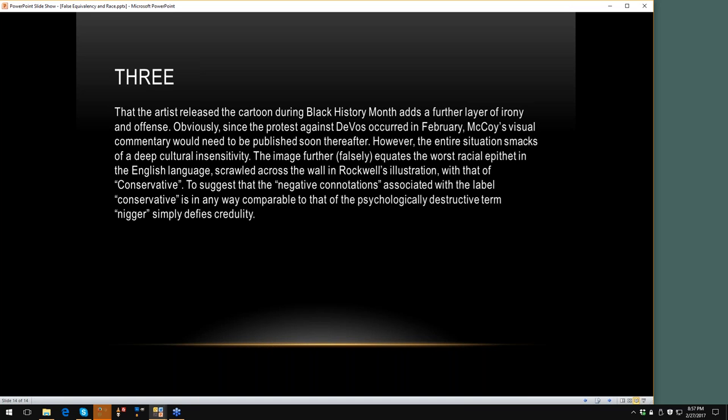And the image further falsely equates, to me, the worst racial epithet, which you saw, the N-word, scrawled across the back, with that of conservative, as though these two are somehow equal. You are a conservative by choice. Nobody's black by choice. Nobody's white by choice. You are born that way. You by choice become conservative or liberal, and it's a completely different situation. It's a political term as opposed to a racial term.